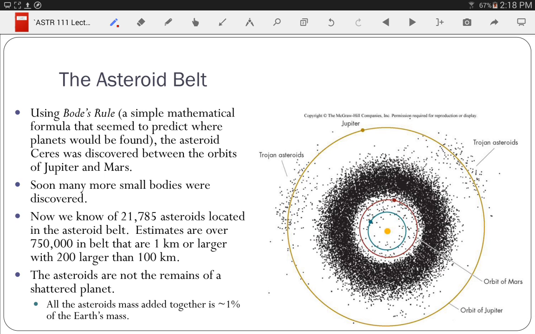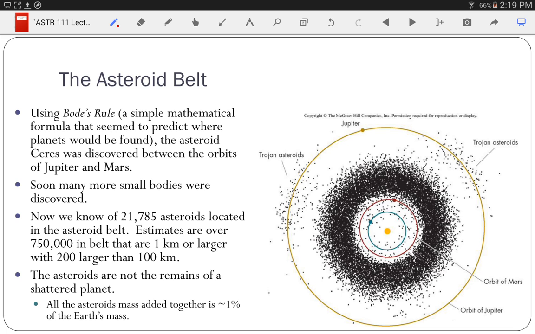Okay, the asteroid belt. The asteroids are primarily in the asteroid belt, but not completely in the asteroid belt. So here we see a map of 21,785 asteroids. Notice there are 21,785 located in the asteroid belt, and it's estimated there are 750,000 actually there. So it's estimated there's a lot more. We just can't measure them all.